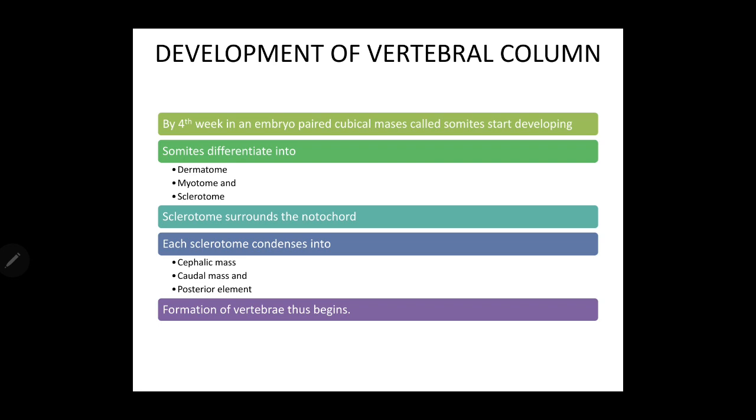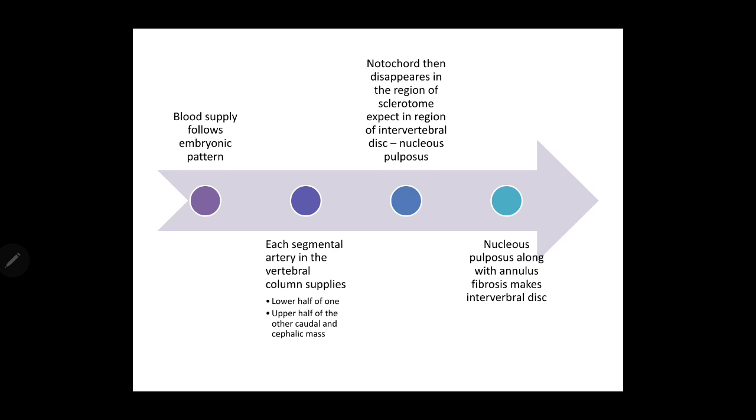So now coming to that, the arterial supply, I don't have an image of that. The arterial supply of the adjacent vertebra is from a segmental artery. However, the venous drainage of every vertebra has a single vertebral vein. Now as we see, this is what I was telling. So blood supply follows the embryonic pattern.